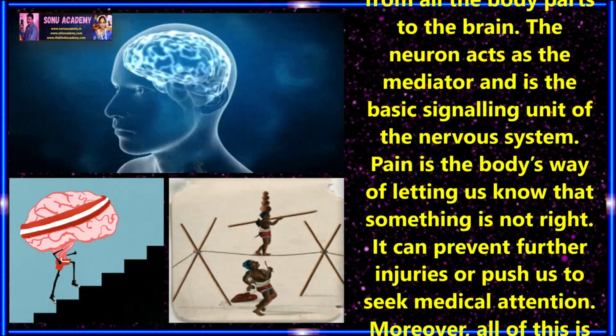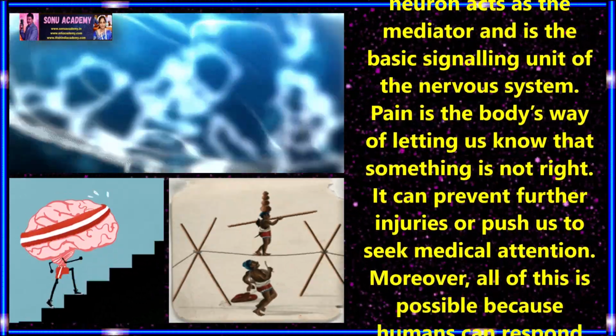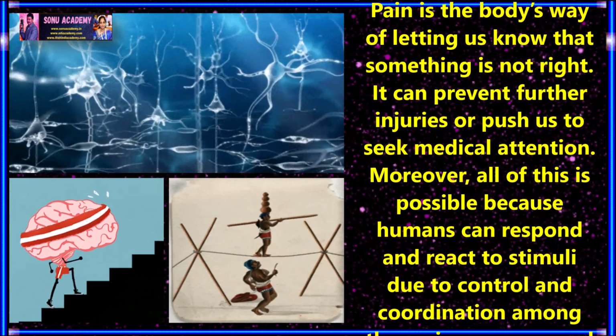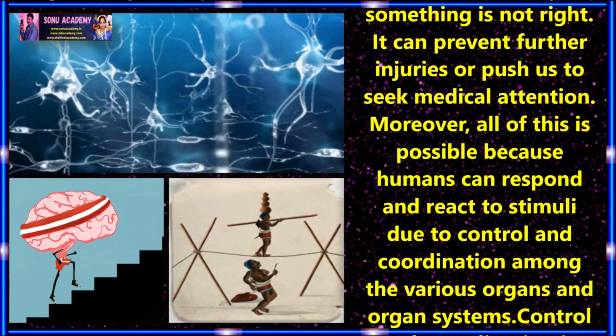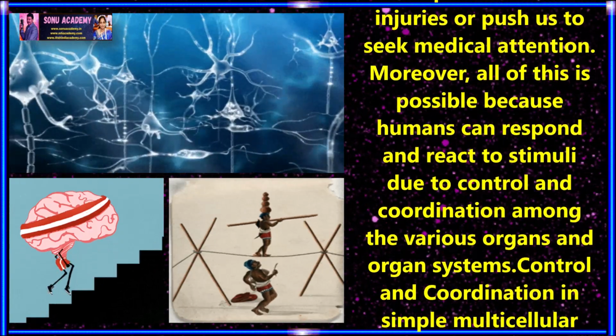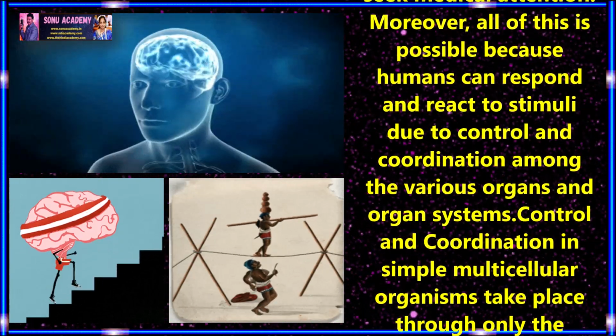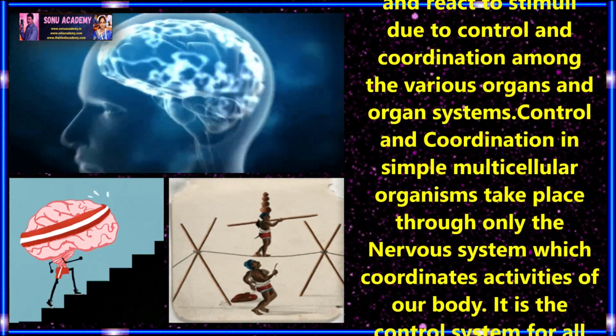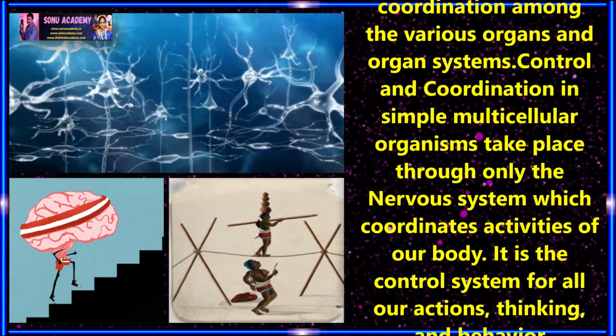Pain is the body's way of letting us know that something is not right. It can prevent further injuries or push us to seek medical attention. Moreover, all of this is possible because humans can respond and react to stimuli due to the control and coordination among the various organs and organ systems.